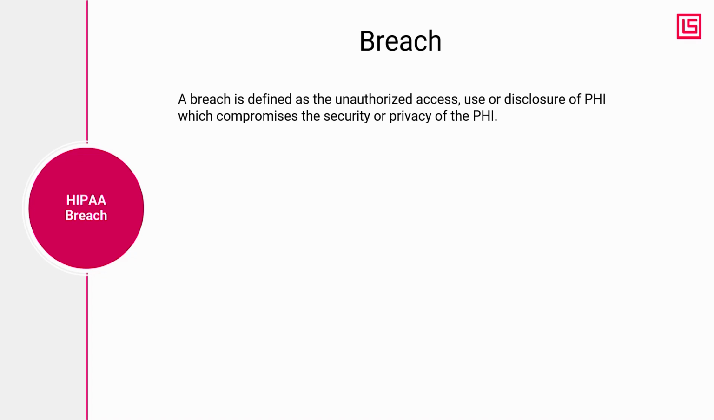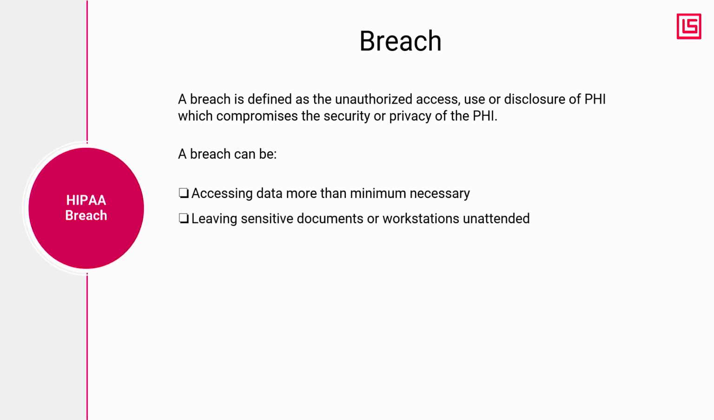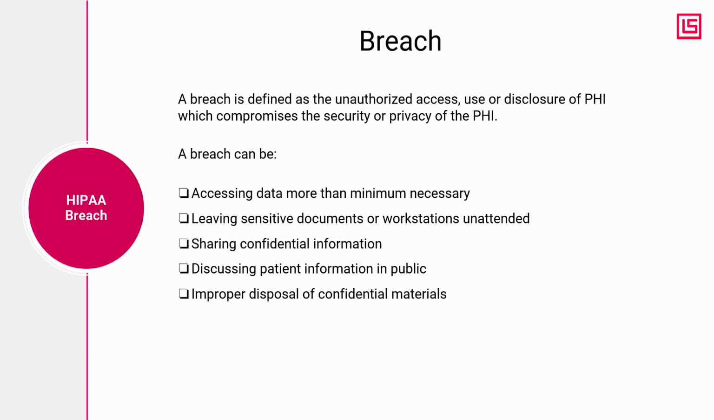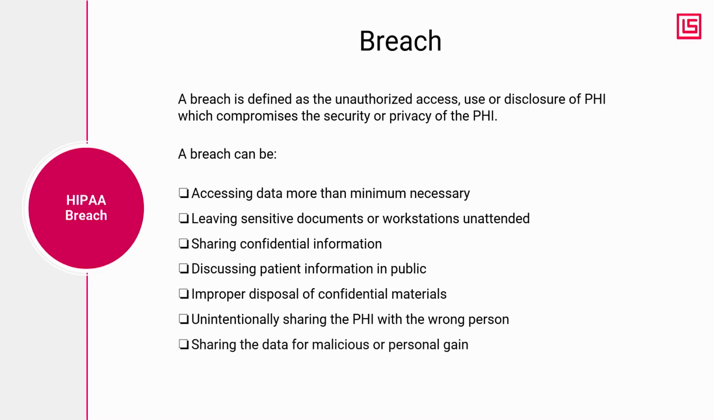PHI can be in any form like electronic, written, or verbal. A breach can take place due to many activities such as accessing data that is more than the minimum necessary, leaving sensitive documents or workstations unattended, sharing confidential information such as passwords that lead to unauthorized access, discussing patient information in public, improper disposal of confidential materials, unintentionally sharing the PHI with the wrong person, sharing the data for malicious or personal gain.